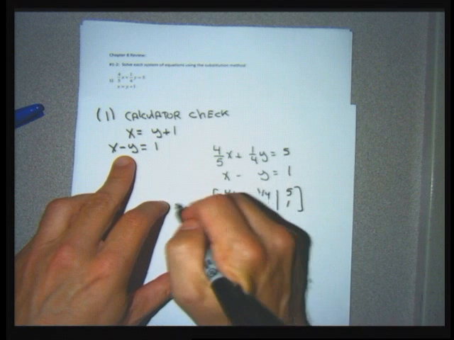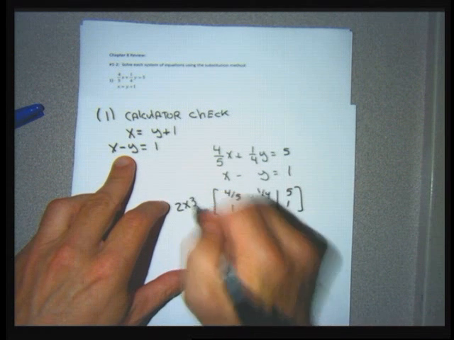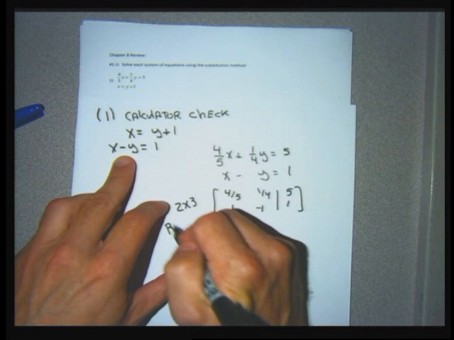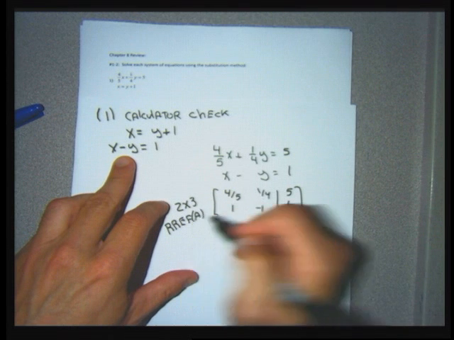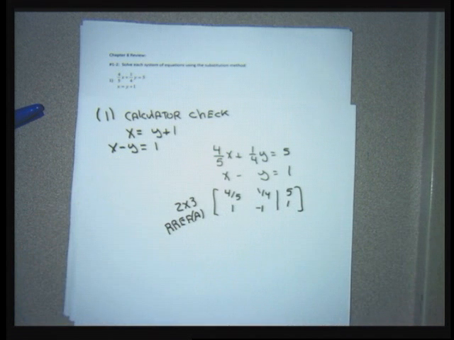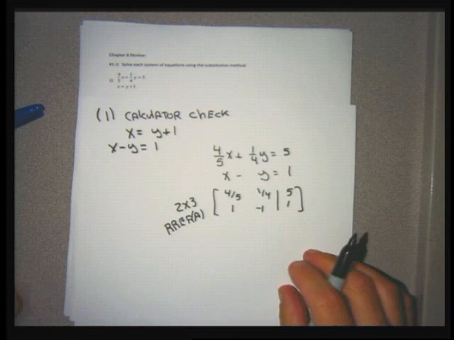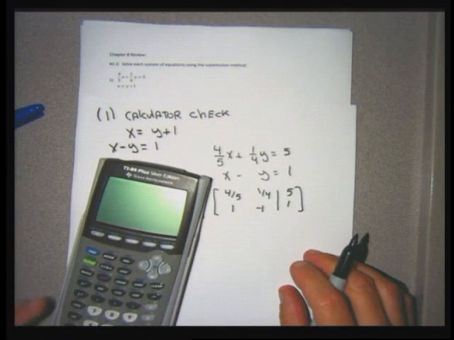So this is going to be a 2 by 3 matrix, and I'm going to enter it in matrix A. I'm going to do RREF, and it has nothing to do with how I'm going to solve the problem by hand, but this is the quickest way for me to generate an answer so that when I do this by hand, I know whether my answer, if I made a mistake or not.